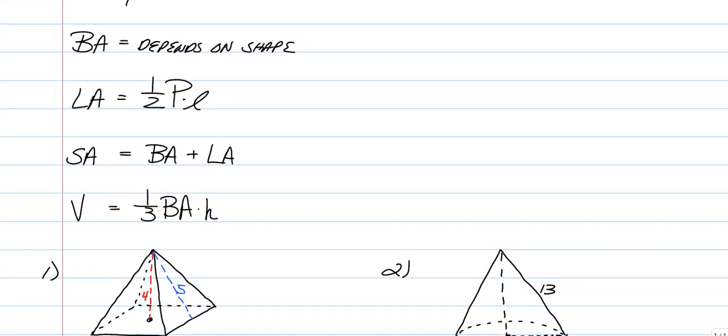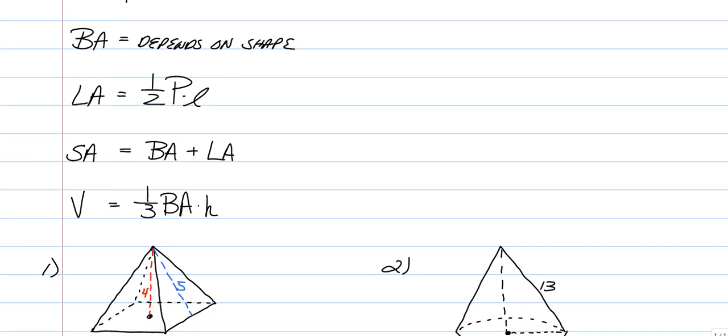Now the formulas again are right here. The base area depends on the shape. So if you have a square for a base, then obviously it's base times height. If you have a hexagon, then you're going to use your hexagon formula. And if it's a circle, because it's a cone, you're going to use your radius squared pi. The lateral area is half the perimeter times the slanted height.